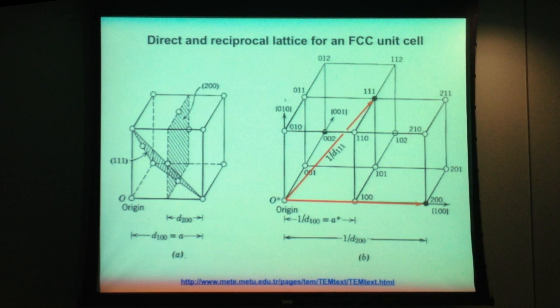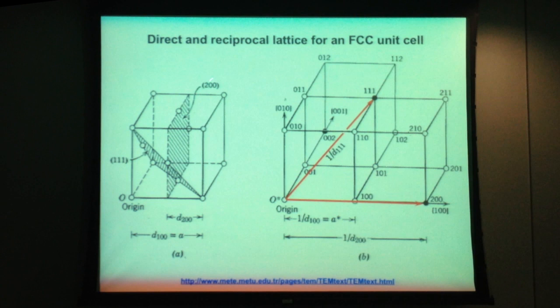We consider here the 200 plane. So the 100 plane would be about those guys, that guy. And so on in 3 dimensions. But the 200 are cutting the unit length at half the repeat distance. So the d-spacing for the 200 plane is half that for the 100 plane. So if we say this is the repeat distance, this is half of it. The 200.